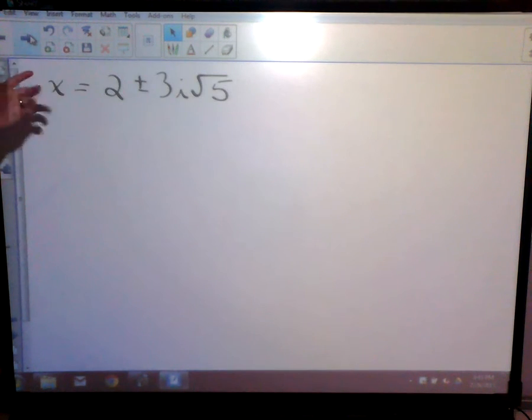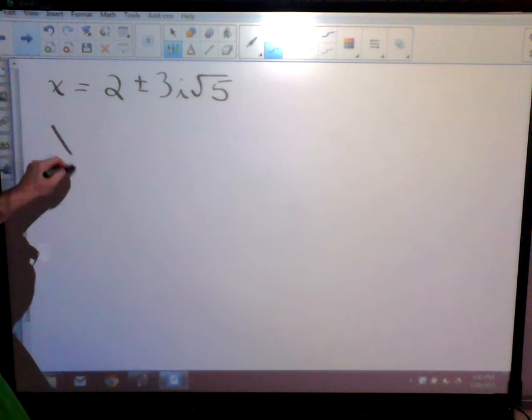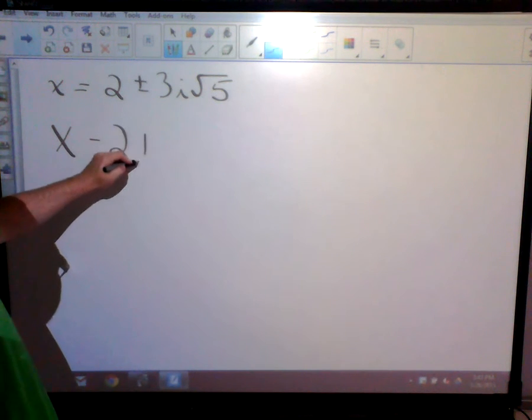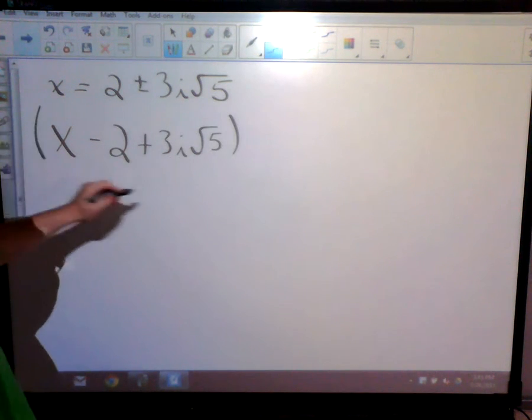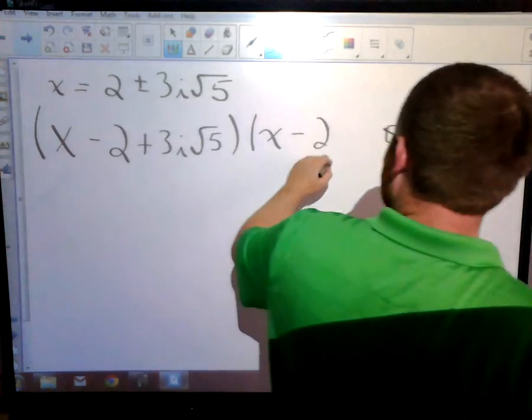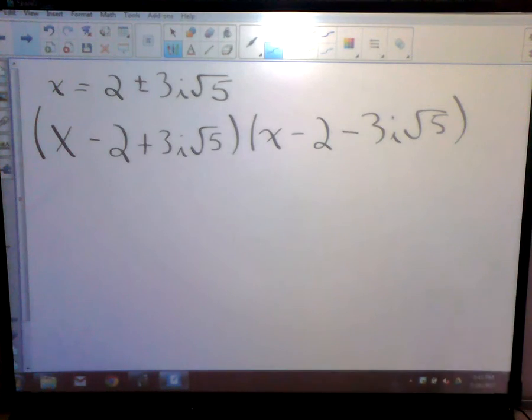So this is pretty easy, right? Until we get to this. This is x minus 2 plus 3i square root of 5, times x minus 2 minus 3i square root of 5. We have a lot to multiply out.